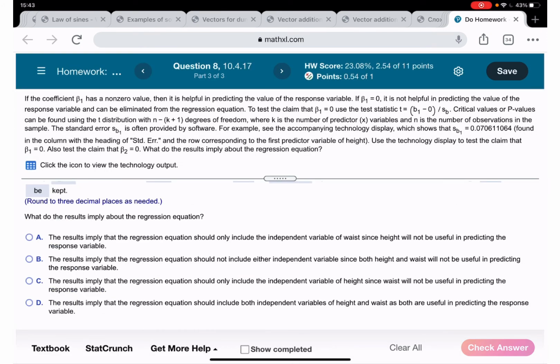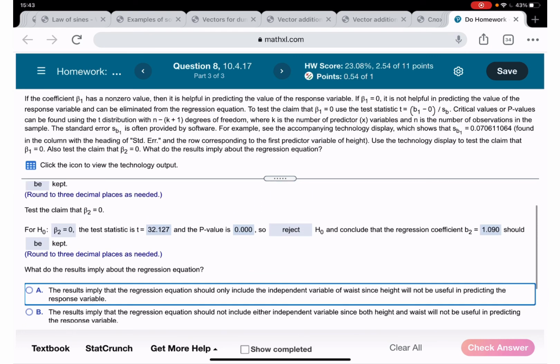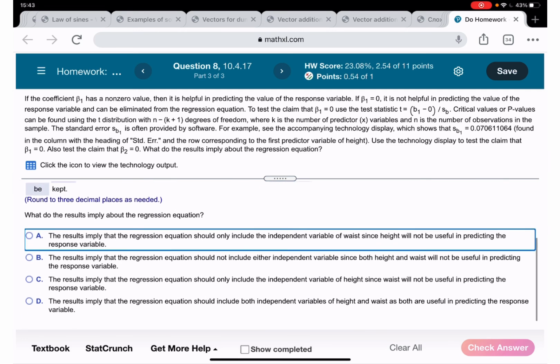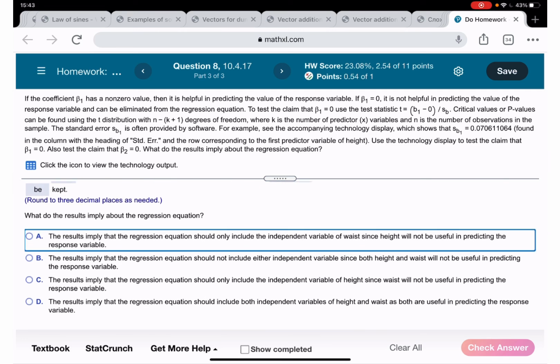So, and the last one, well, I hope it's the last one. I thought it says from A to D or A to C? Okay, we'll see. So, what do the results imply about the regression equation? Because we support or keep, in both cases, our alternative hypothesis, therefore they both would be included, both independent variables, waist and height.